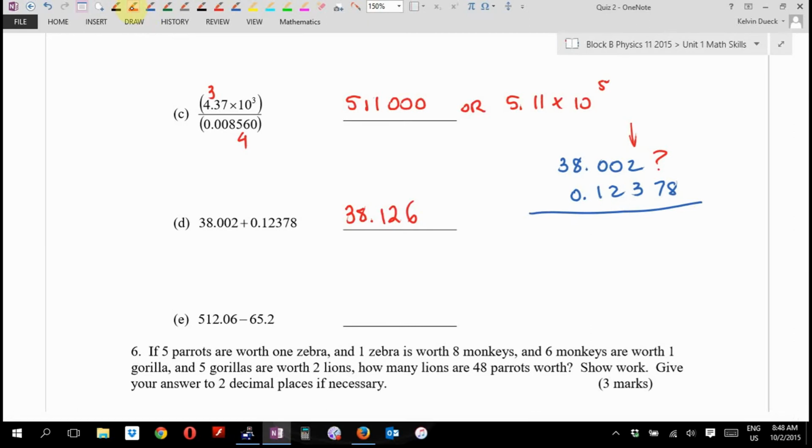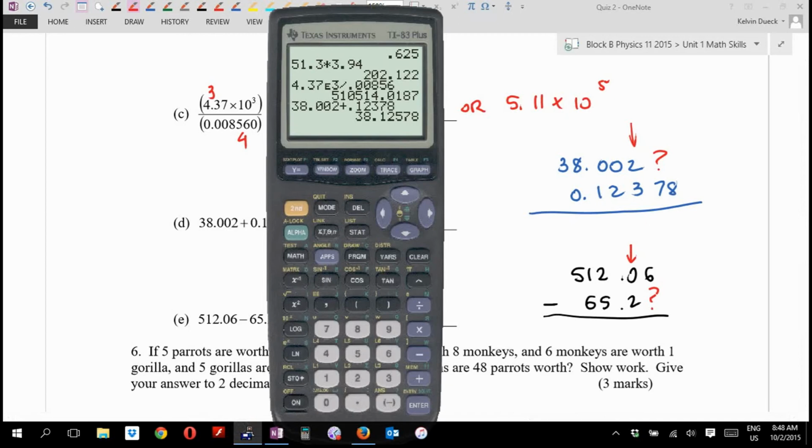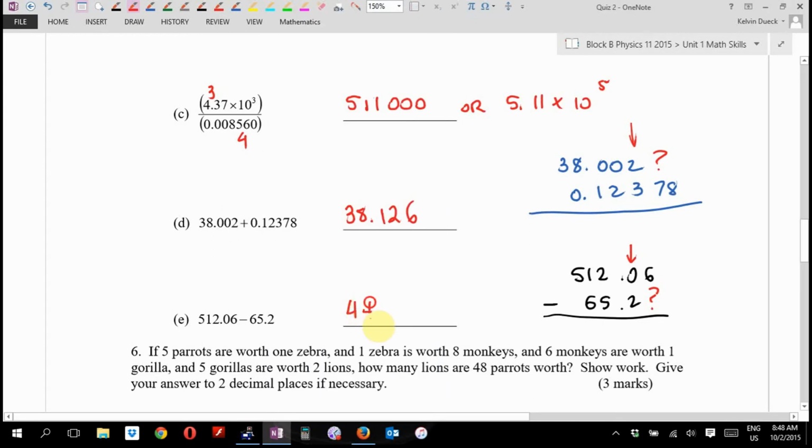Subtracting, it's going to be the same deal. 512.06, take away, make sure I don't forget to subtract, 65.2. You can see my first guess is there, so I'm going to round to one decimal place. The 8 is going to become a 9. 446.9.